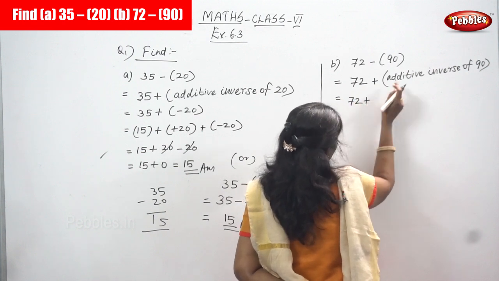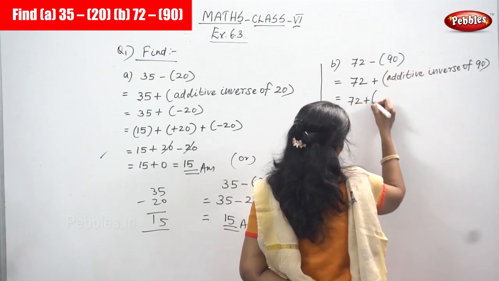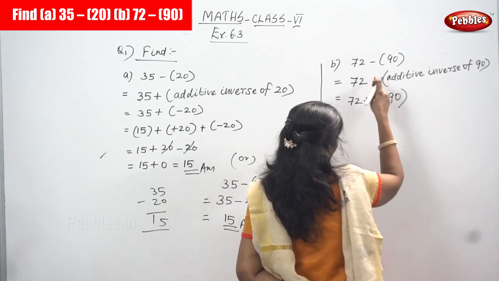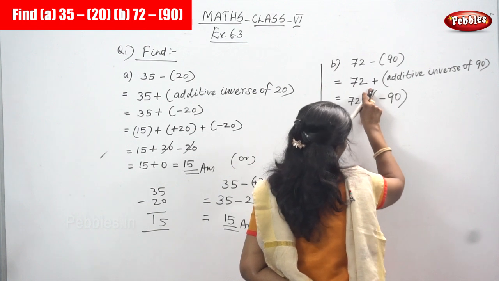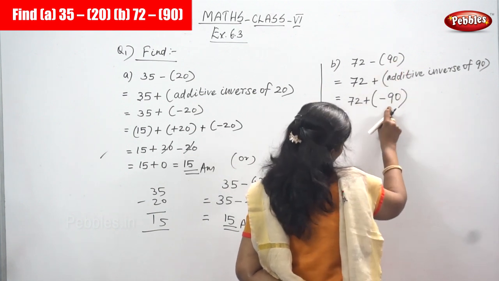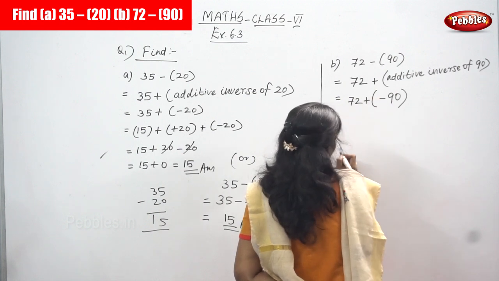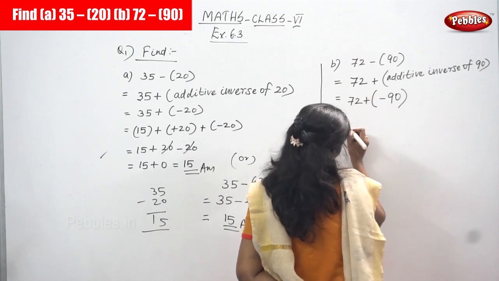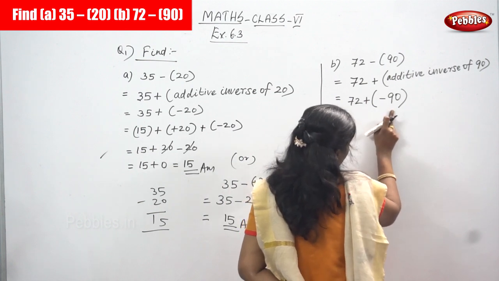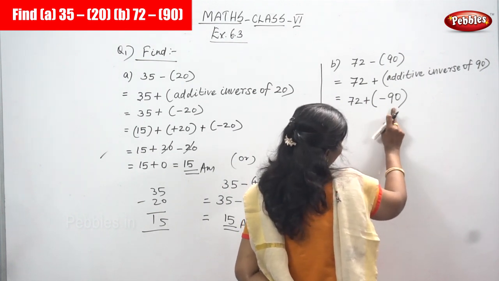then plus, the additive inverse of 90 in the bracket. It becomes minus, that is, the minus sign you have to change to positive, and within the bracket the positive integer becomes negative. That is what changes. Okay, so the first integer is the positive integer 72, and the second integer you change as a negative integer, that is minus 90.